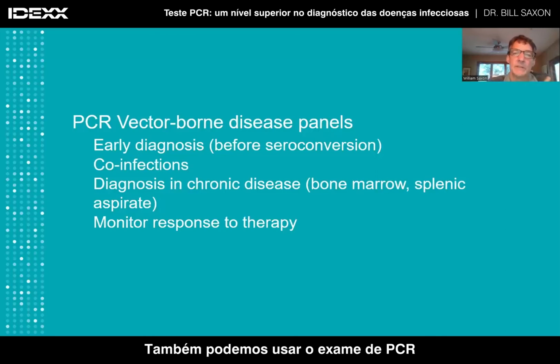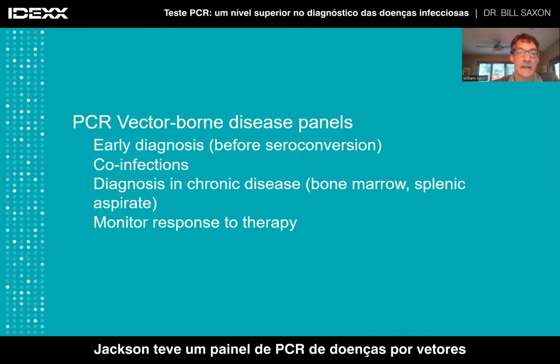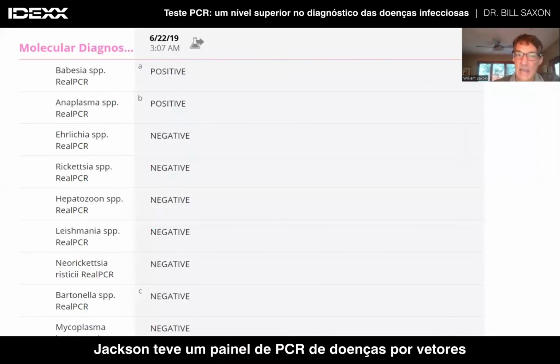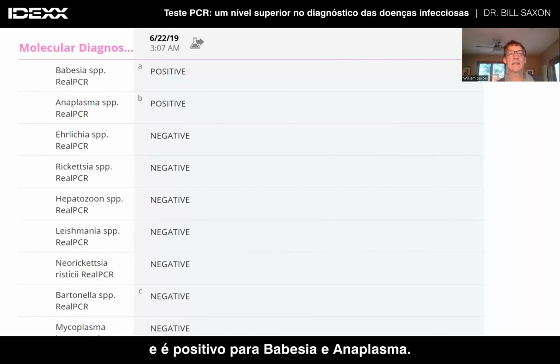We can also use PCR testing to detect chronic and occult disease when the organism is no longer circulating, but now hanging out in spleen, bone marrow, lymph nodes, other tissue. And we can use it to determine if our therapy has been effective. So Jackson had a vector-borne disease PCR panel and is positive for both Babesia and Anaplasma.